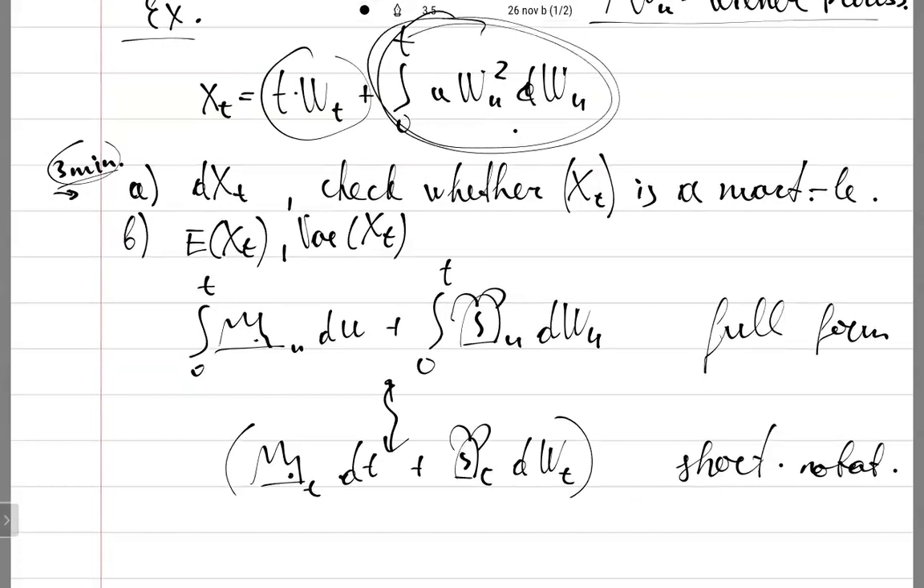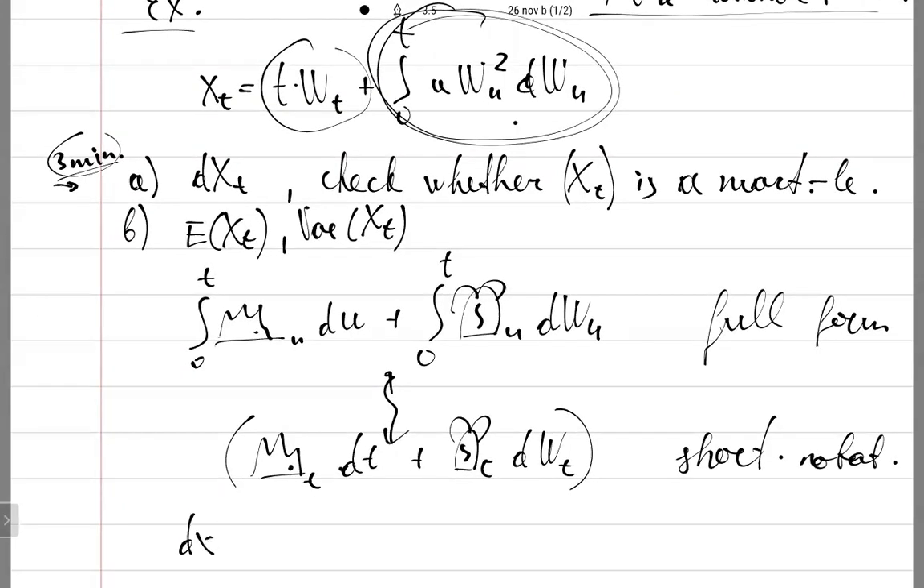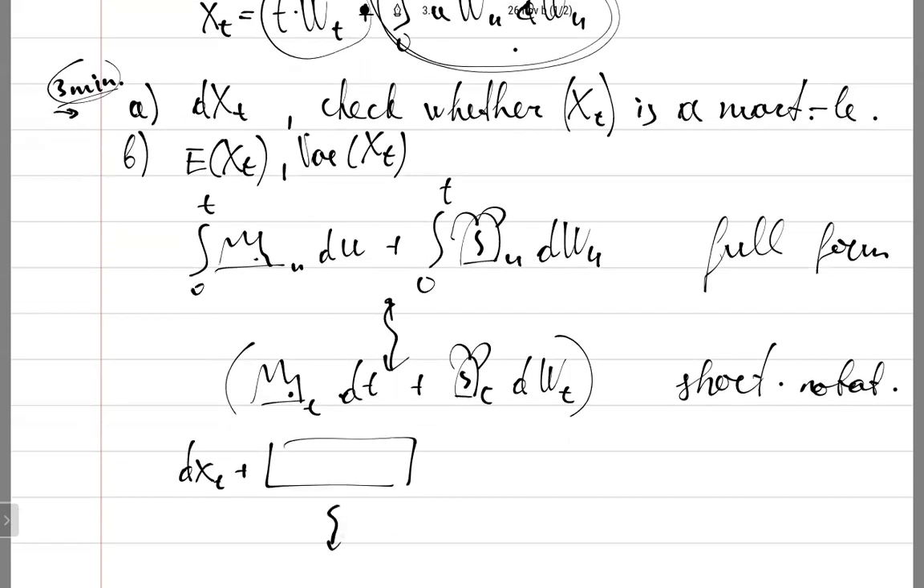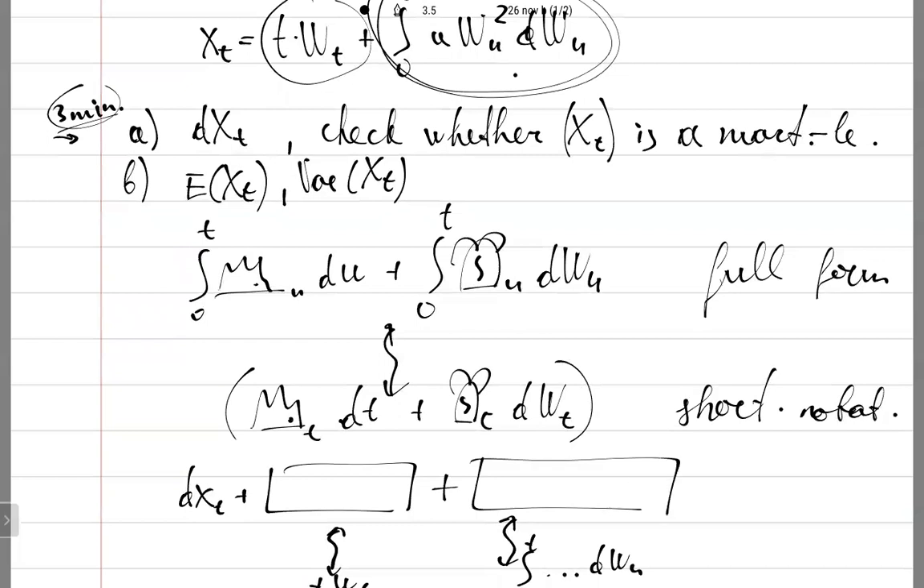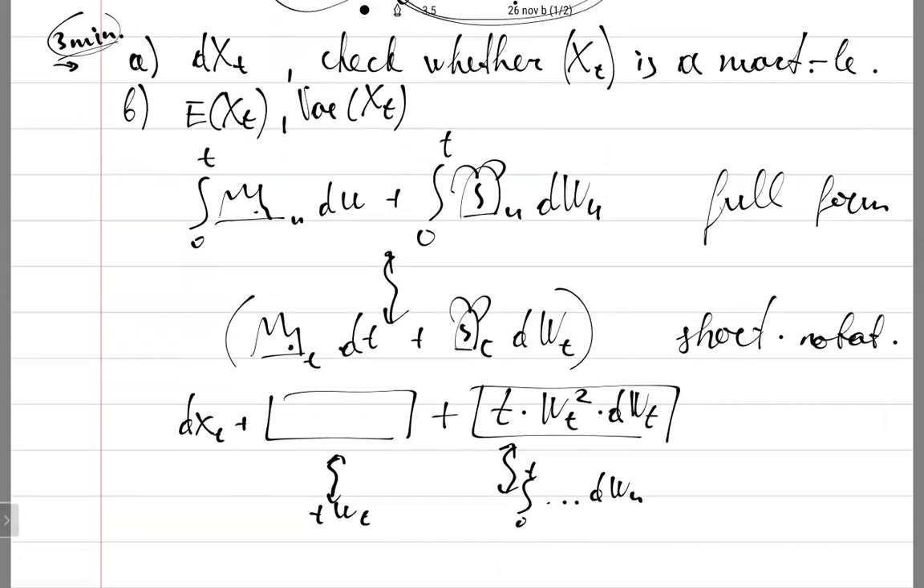So I see that is an integral. In shorthand form, the part that corresponds to this integral will be exactly t times W_t squared dW_t. That's by definition of a short form. If you have an integral in full form, in short form you just drop the integral sign and replace the index. Basically, one part is done.